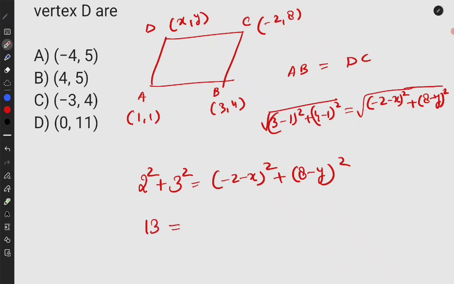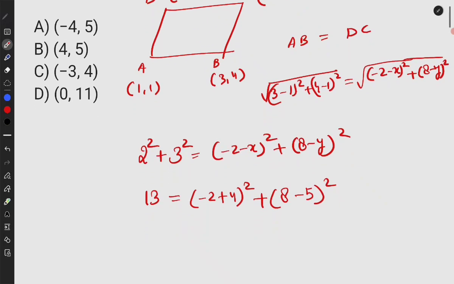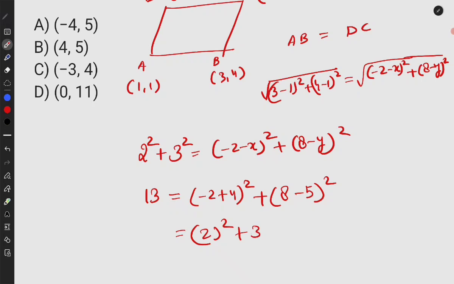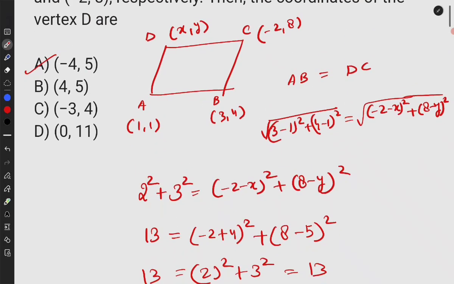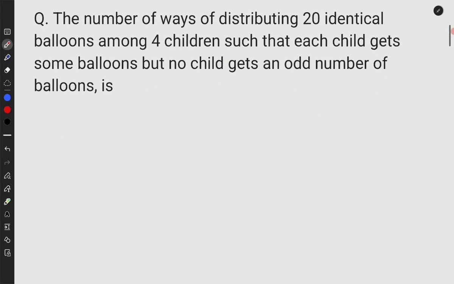Now do one thing: instead of solving further, just put in the values from the options. If I try putting in from the option, what value can we get? Minus 2 minus plus 4 will be the square. We are putting the value from the option, so I'm using option number 1. 8 minus 5. So we get 2 square plus 3 square. This will also give 13. So 13 equals 13, so A will be the right choice. Now we could have solved this question by taking AD equal to BC, but that would have taken so much time. To avoid that, we can use the options. Alright, now let's move to the next question.